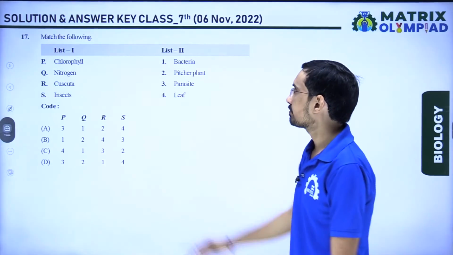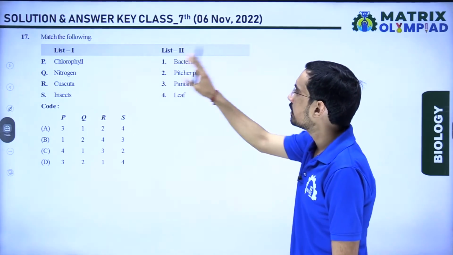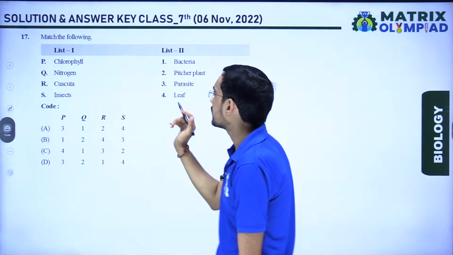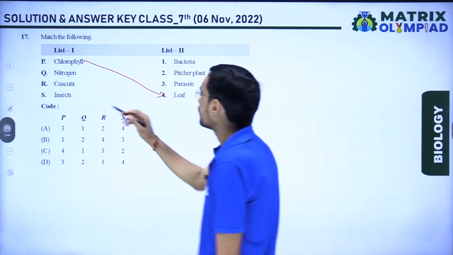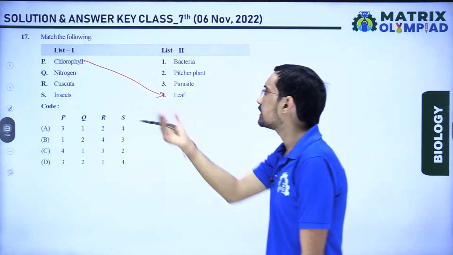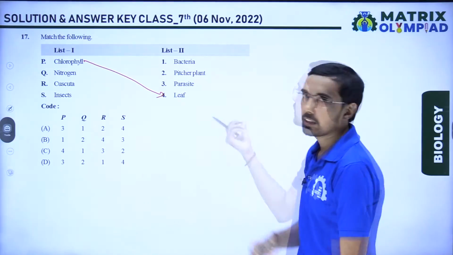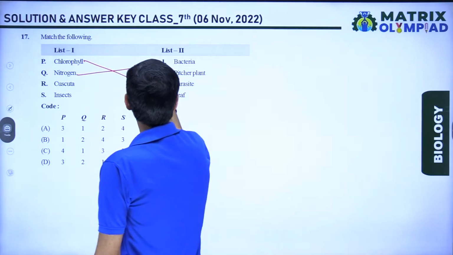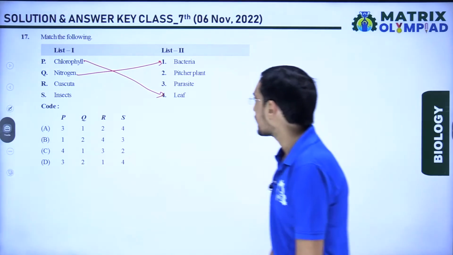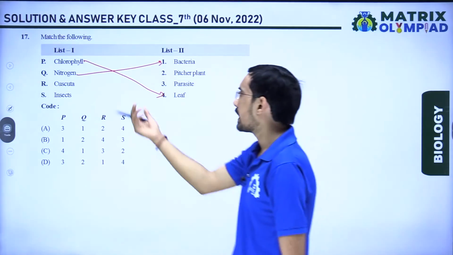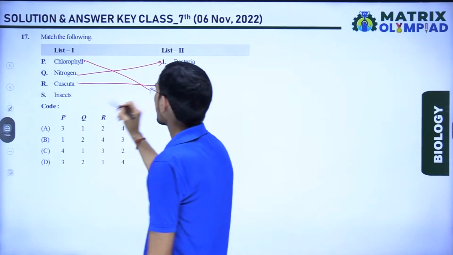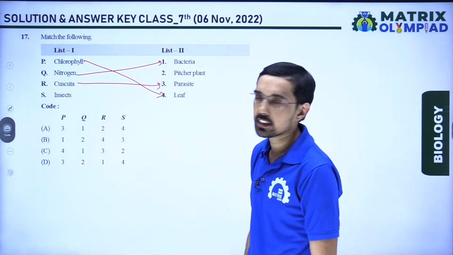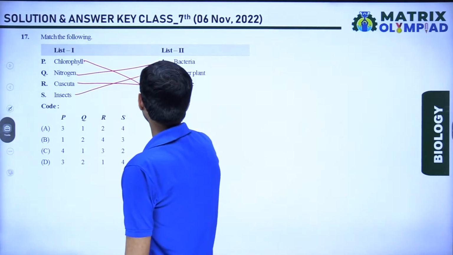Now next question. Match the following, list 1 and list 2. As we all know, chlorophyll is the pigment which is present in the leaf of the plant. Nitrogen is a gas, and there are bacteria which help in nitrogen fixation. Next is Cuscuta. As we all know, it is a parasitic plant. And next is insects. As we all know, pitcher plant is an insectivorous plant. So it will match with the second.